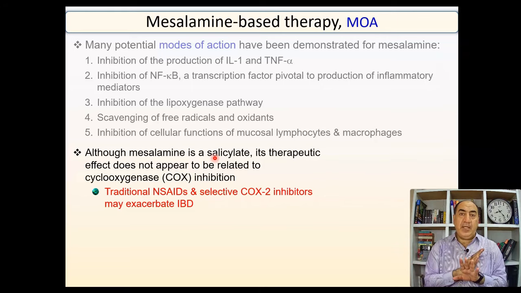This is different. It does not inhibit COX, or the therapeutic effect does not depend on the inhibition of COX. Even the traditional non-steroidal anti-inflammatory drugs may exacerbate IBD. So they are almost contraindicated, and even selective COX-2 inhibitors such as celecoxib are contraindicated in people with IBD.